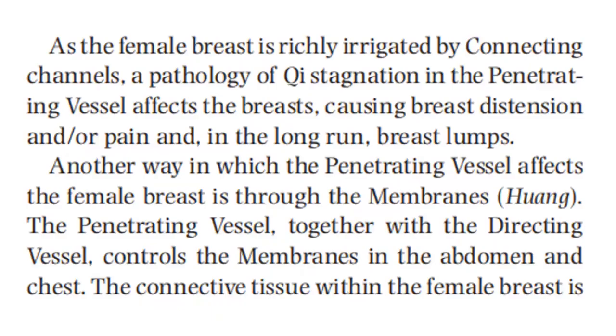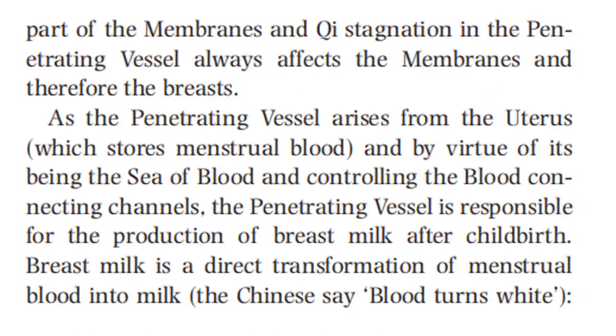As the female breast is richly irrigated by the connecting channel, a pathology of chi stagnation in the penetrating vessel affects the breast, causing breast distension and or pain, and in the long run, breast lumps. Another way in which the penetrating vessel affects the female breast is through the membranes. The penetrating vessel, together with the directing vessel, controls the membranes in the abdomen and chest. The connecting tissues within the female breast are part of the membranes, and chi stagnation in the penetrating vessel always affects the membranes and therefore the breast.